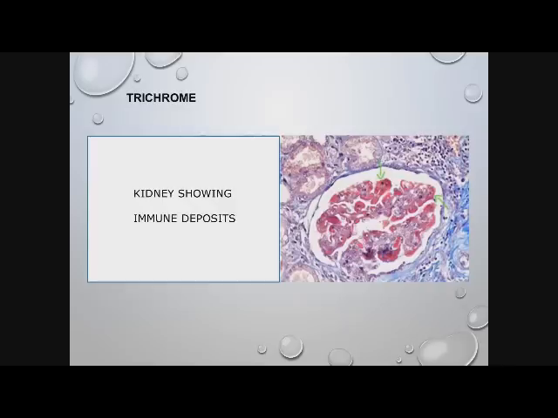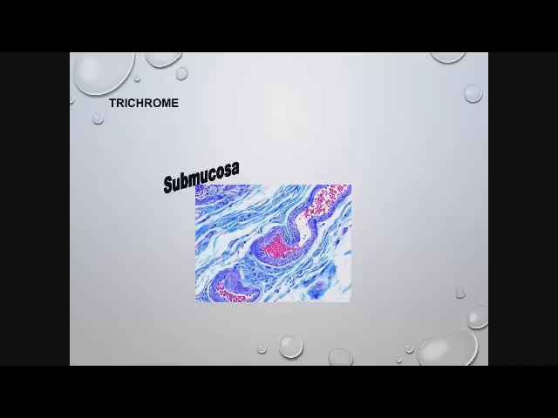Here's a kidney showing immune deposits, much like you might find in lupus. Now, this is a Masson's trichrome. It's granted not the best one I've ever seen, but it does show the immune deposits. And here is an example of a one-step trichrome. One-step trichromes can either come in blue and green or red and blue. Red and blue mimics what a Masson's trichrome looks like.